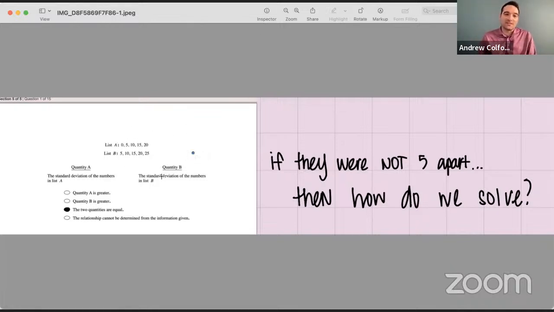These two lists are equally diverse and equally spread out. Now, that's not a perfect definition of standard deviation, but it's a good working definition. If this had been 26, then you could definitely say that quantity B is greater.